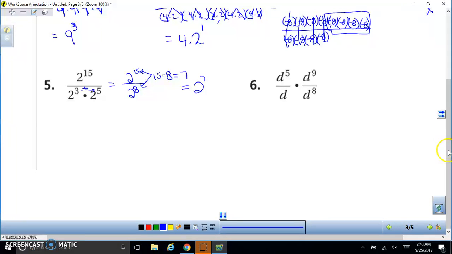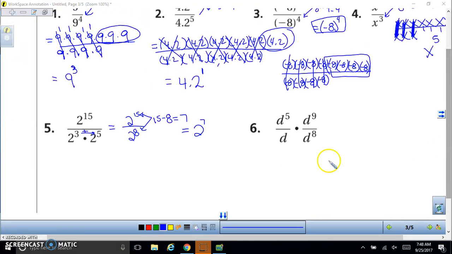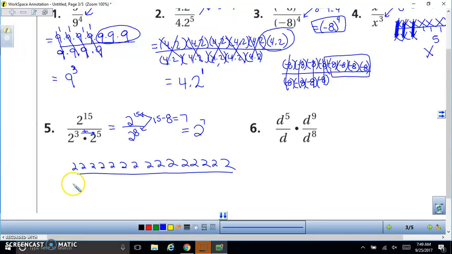If we were to expand this out and write this problem completely, we would have 15 twos. 1, 2, 3, 4, 5, 6, 7, 8, 9, 10, 11, 12, 13, 14, 15 over 3 twos, 1, 2, 3, then 5 more, 1, 2, 3, 4, 5. Yes, there should be that little dot in between each of those, so you know the operation is multiplication.